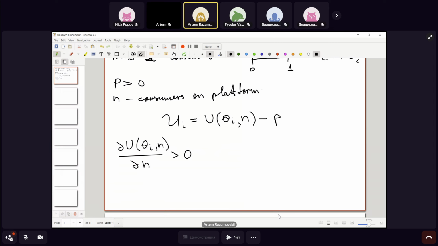So then let's think about how the platform and consumers interact. Since this is the model, we have to decide what's going on first, second, and third.